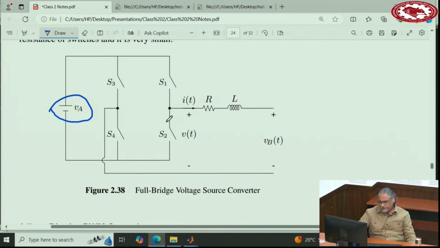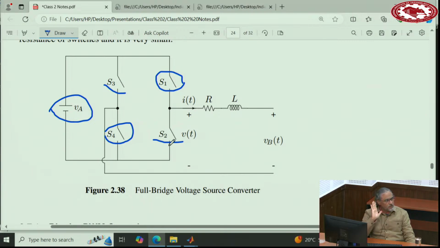Okay. Now, this converter can be operated in two different modes. One is called bidirectional or bipolar mode, bipolar PWM, and another one is unipolar PWM. So let me explain bipolar first, it's easier. Bipolar is when you turn on this switch and this switch together all the time, and this switch and this switch together. That's always what you follow.